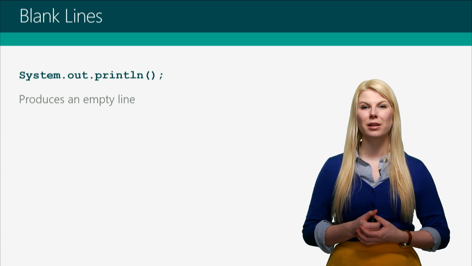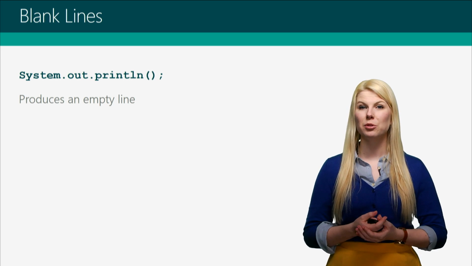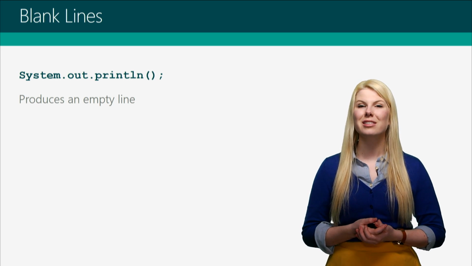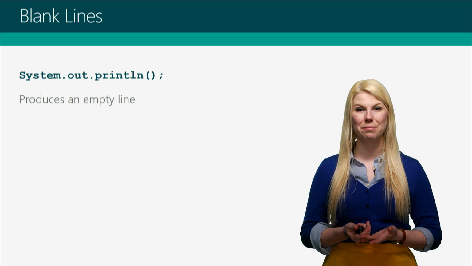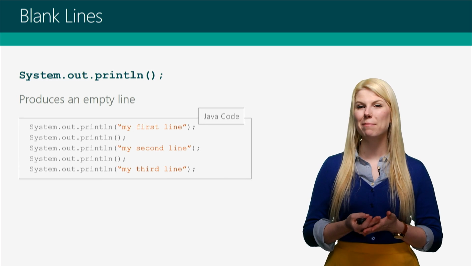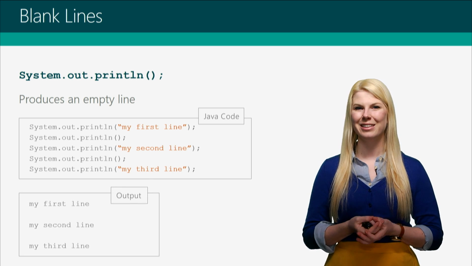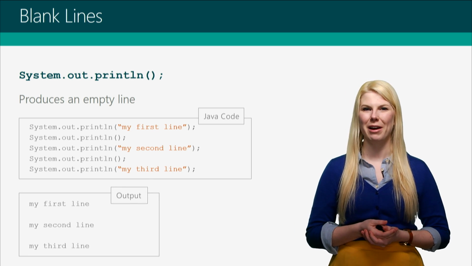This is an empty println. It's exactly the same as before, but there's nothing in between those parentheses. This is going to produce an empty line. Here's that same code from before, but we added some empty printlns in between, so when we run it, now we have some spaces between our lines.